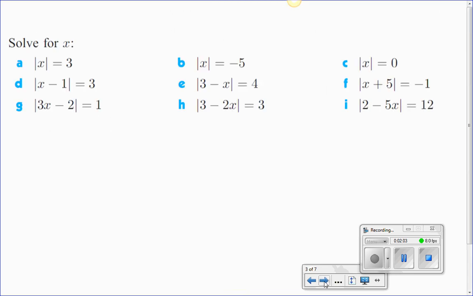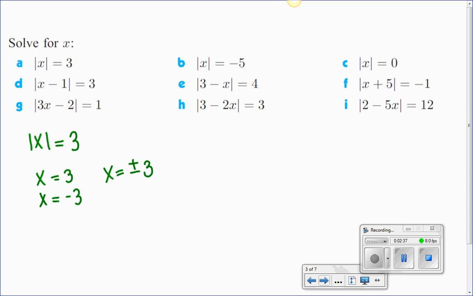We're going to solve absolute value equations. So for letter A here, we have the absolute value of x is equal to 3. As we just looked at on the previous page, that means that x could be 3 or x could be negative 3. If we put negative 3 inside the absolute value sign, we still get 3 out. So x is positive or negative 3. Another way to write that is x is plus or minus 3.